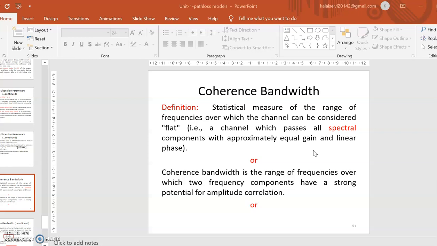Another definition of coherent bandwidth is the range of frequencies over which two frequency components will have a good relationship in their amplitude. So if F1 and F2 are two frequencies, these two frequencies will have a good amplitude relationship.